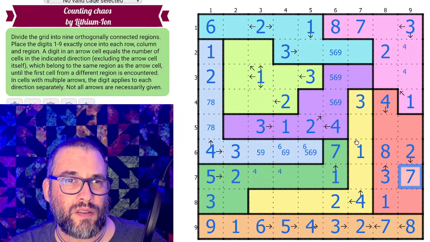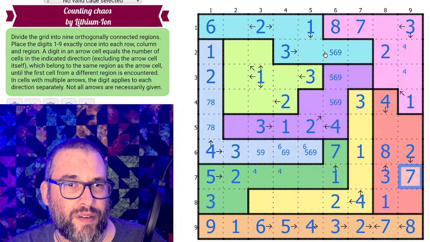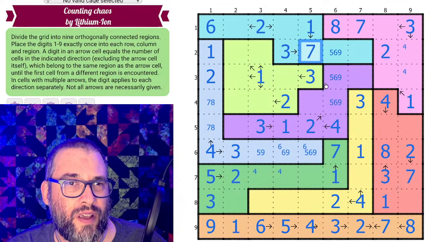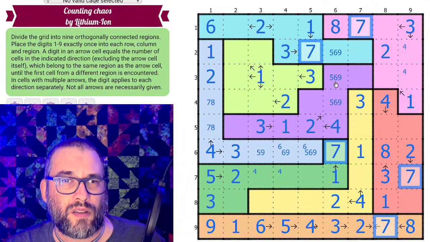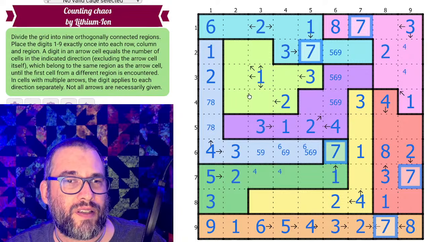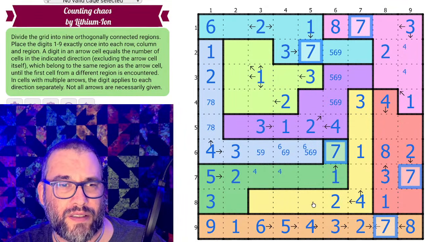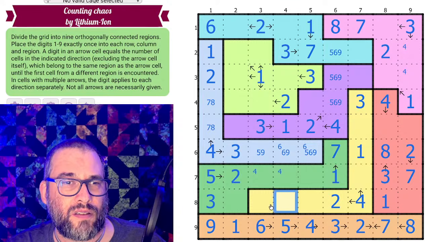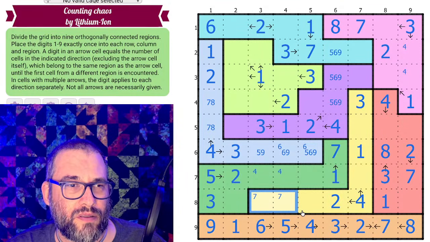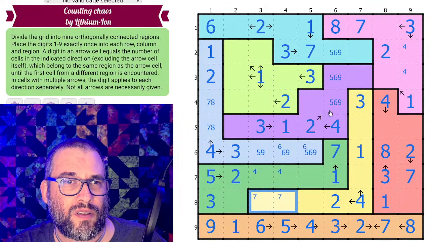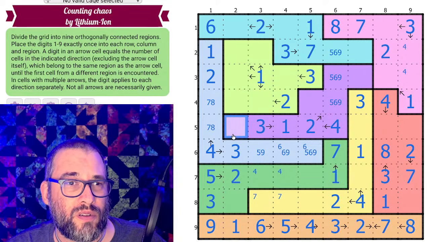There. 7 here. Let's see. 7 in row 8. One of these. 7 in purple. Here. Gives us our 8 and our 7.